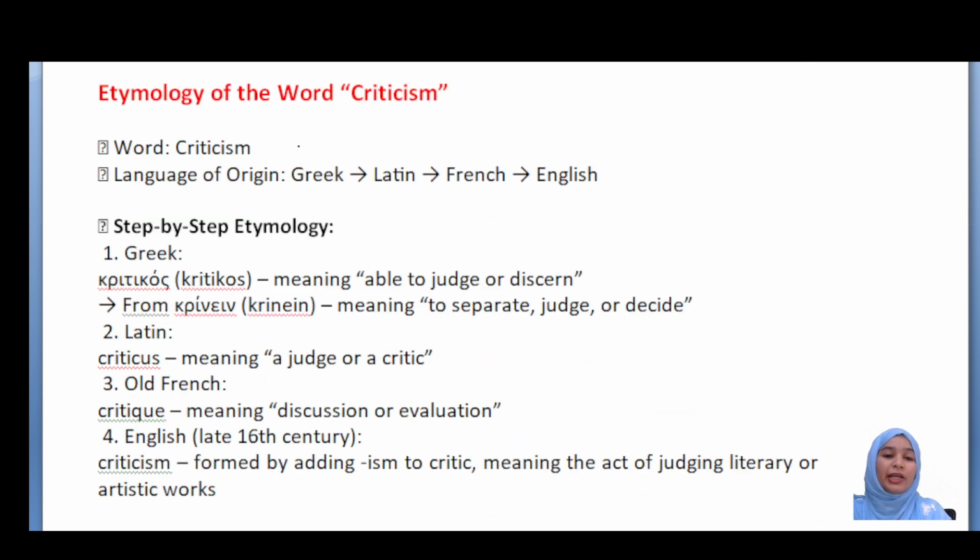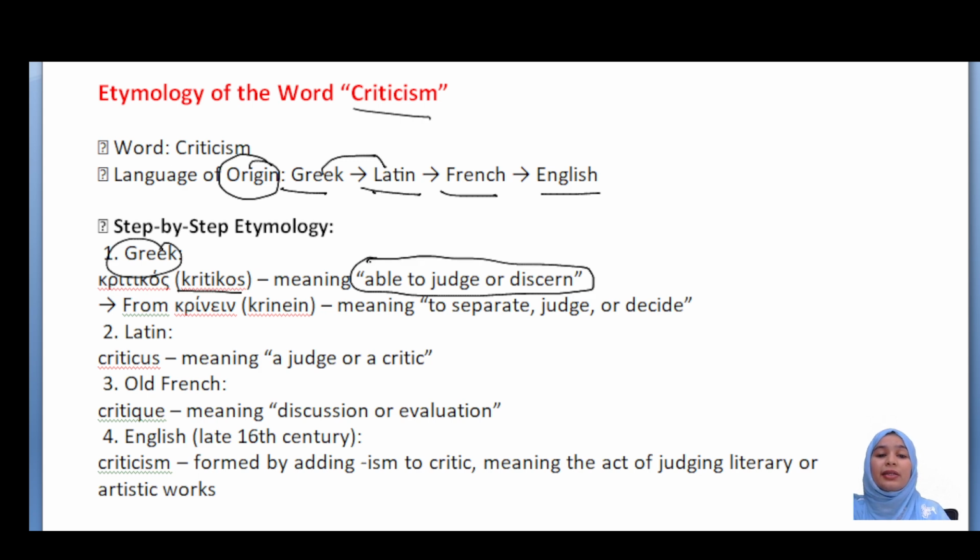Then etymologically, the word criticism originated from the Greek. Then what would be in a Latin origination, and the French and the English. Let's see step by step. Greek means kritikos, meaning able to judge or discern, able to judge on a particular work. You should have that ability.